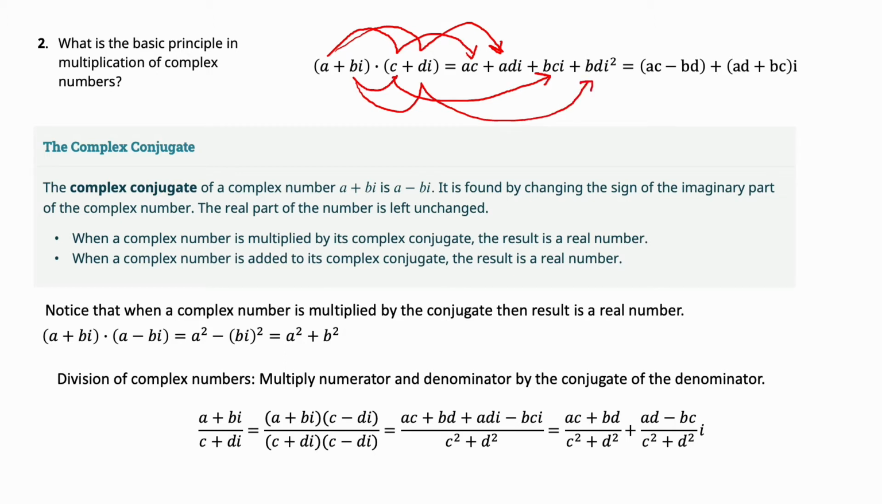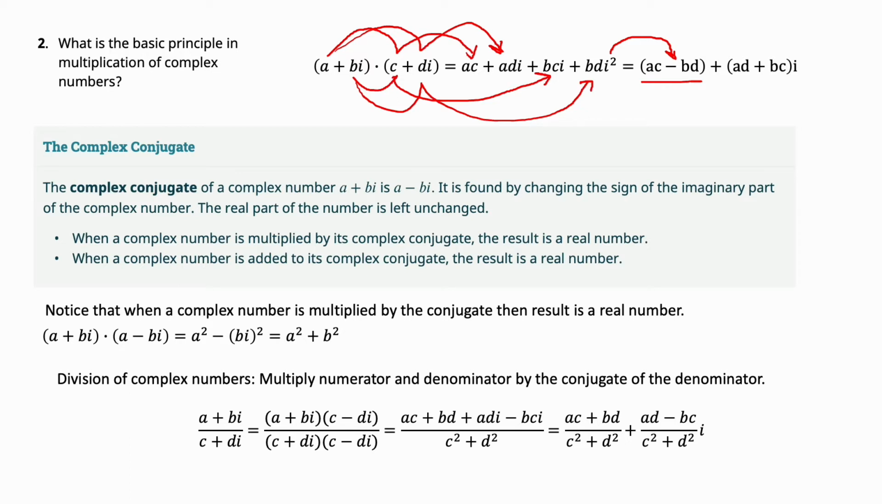Now, i squared is just negative 1, and so that's where we get this negative right here, because ac is a real number, bd times negative 1 is a real number, so that's the real part right there. And then you just take the other two and factor out the i, and that gives you your imaginary part. So it's just a FOIL thing.